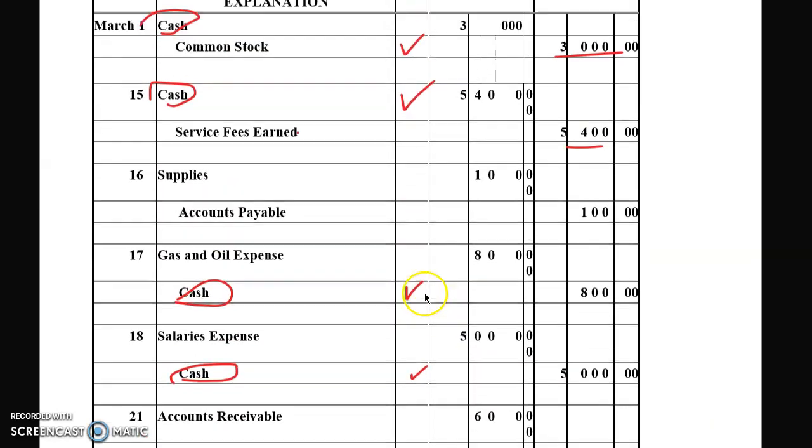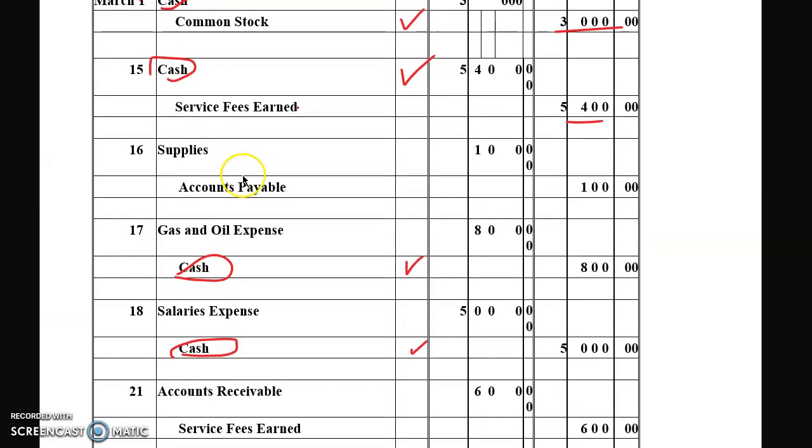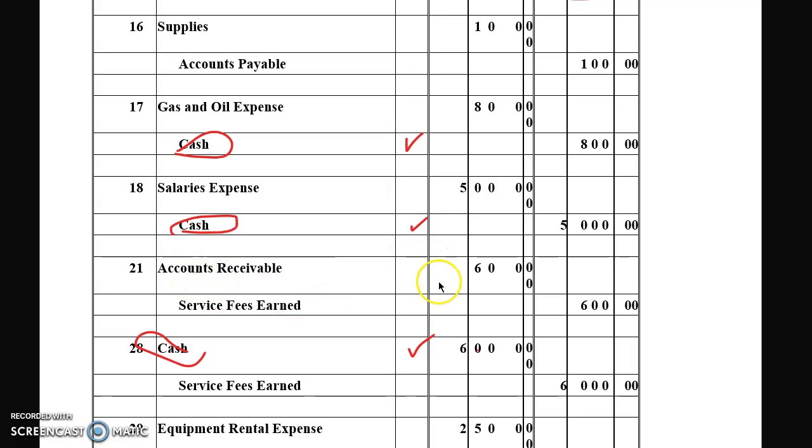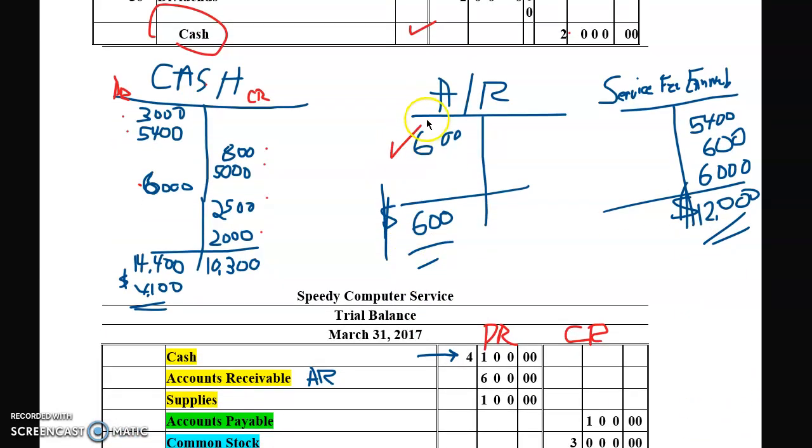So now you're just looking for lines that you haven't done anything, and also it helps find the accounts receivable really quickly. So we got 600, and I'll go ahead and write it there. And it's done, and then it goes there.